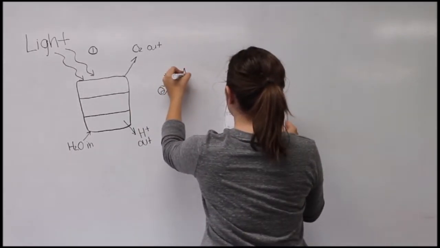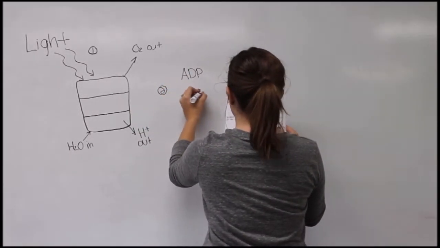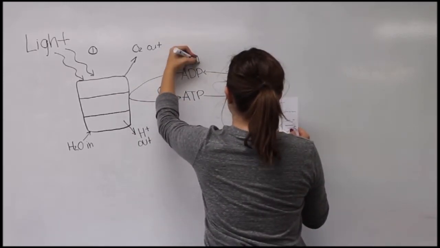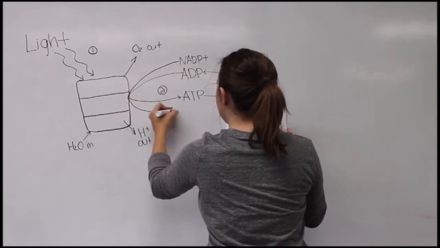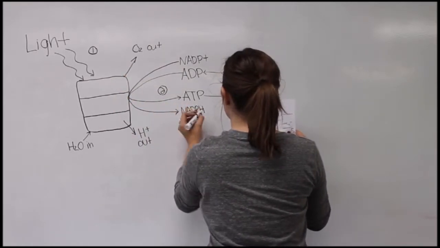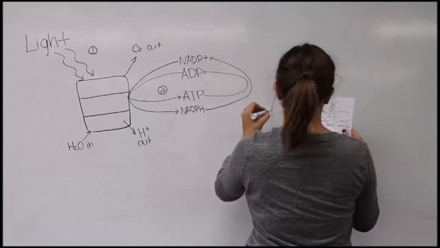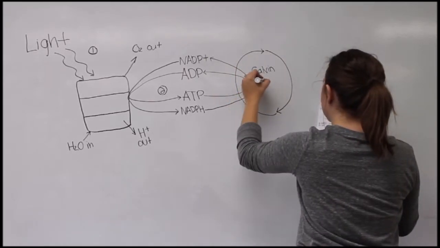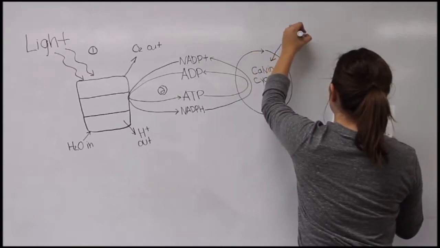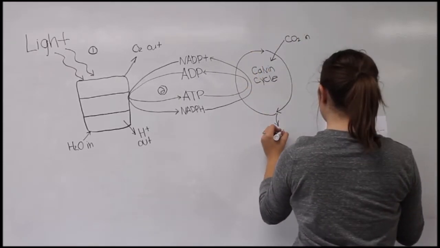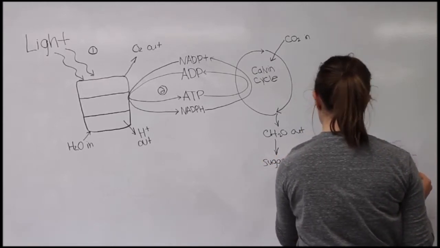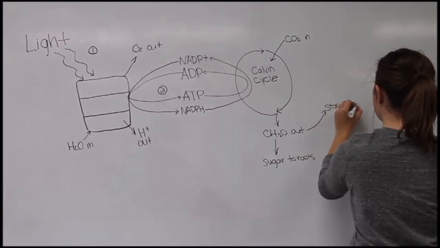Secondly, ADP and ATP are interchanged with the addition of energy, and NADPH is reduced to NADP+, and vice versa. And third is the Calvin cycle, with carbon dioxide entering and glucose exiting to either go to the roots or to be stored as starch.